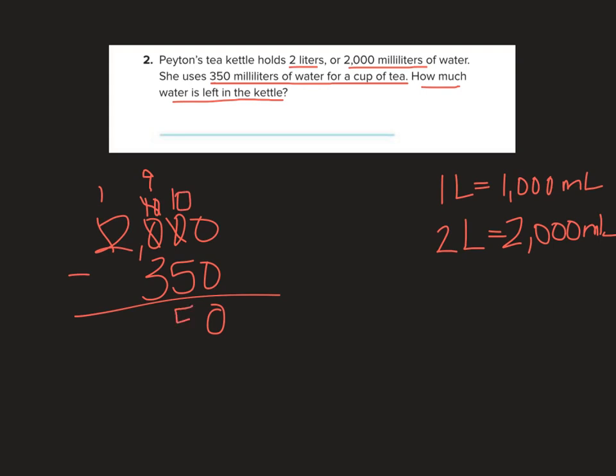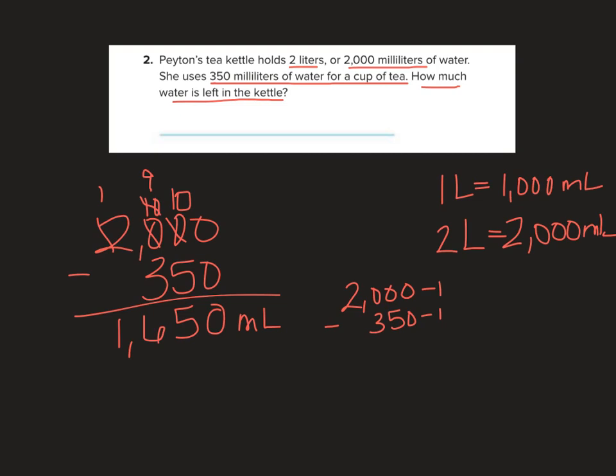10 minus 5 is 5. 9 minus 3 is 6. And 1 minus 0 is 1. 1,650 milliliters is how much she has left. Here's a little trick. Ready? 2,000 minus 350. So instead of doing all of that ungrouping, when you've got a bunch of zeros you have to take away from, you can subtract 1, subtract 1.